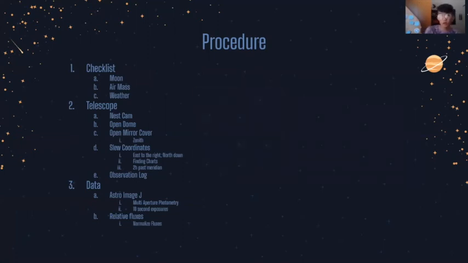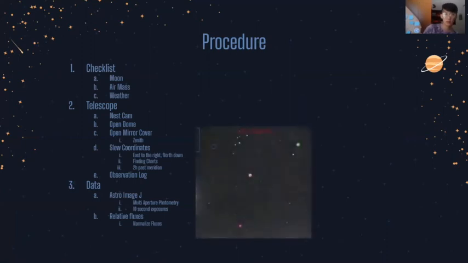And just as we go, we have to have an observation log to mark down when we started, when we finished, the observations we had. And then last off, we have our data. So now we have a bunch of images. And we used AstroImageJ.